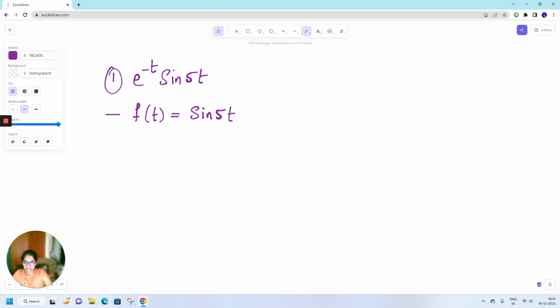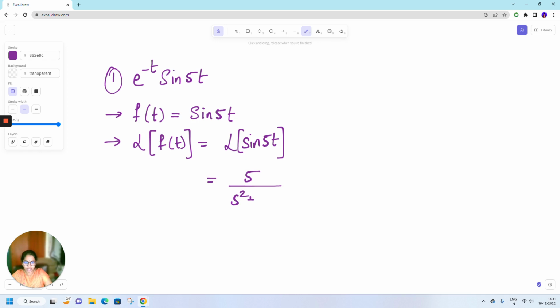This is the first step. What is the second step? You find Laplace of f of t. What is Laplace of sine 5t? Laplace of sine 5t is 5 divided by s square plus 5 square, that is 25.